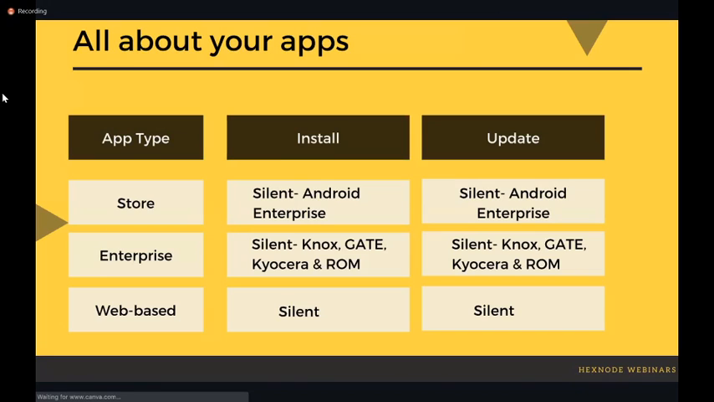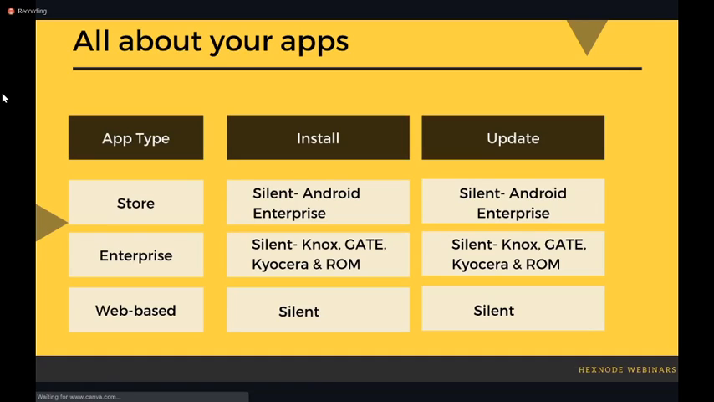So this table here shows you the kind of application that can be deployed to your devices and how they would actually get installed and updated on your devices. So if they're actually store applications, the best option is to push them out to Android Enterprise on devices. And these installations are going to be silent, which means you won't really have to intervene with the app installation. And the same goes for updates as well.